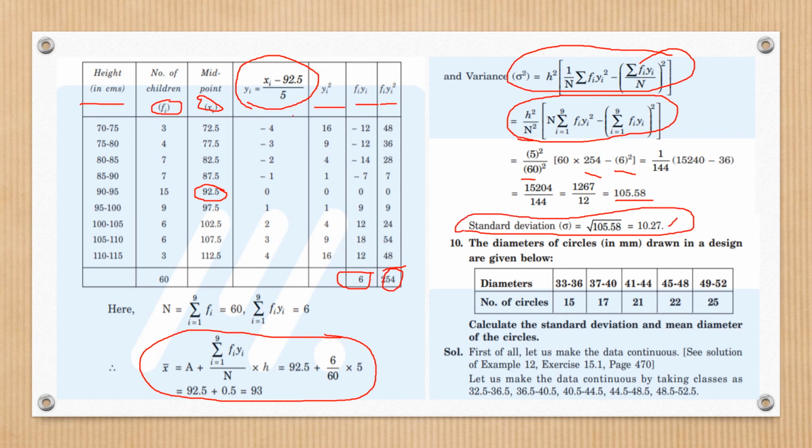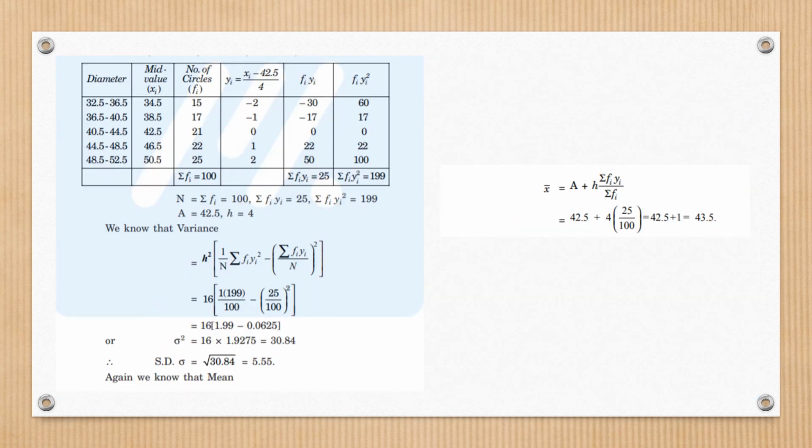Number 10: the diameters of circles in millimeters drawn in a design are given below, right? Again you can see they are discrete ones, not continuous ones. So I have to make the data continuous, by subtracting 0.5 from here and adding 0.5 here. So it is 32.5 to 36.5. And again, you can see this is the diameter. This is my mid values xi, this is fi, and this is then your 42.5.